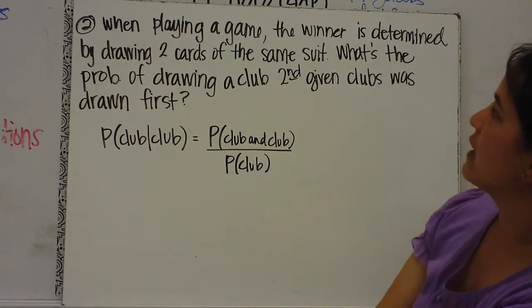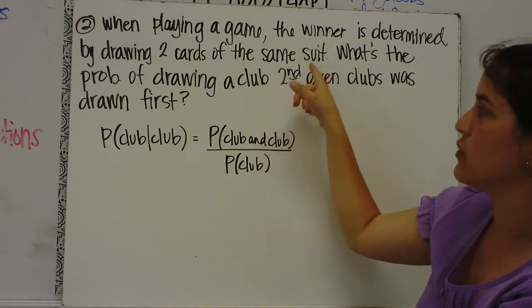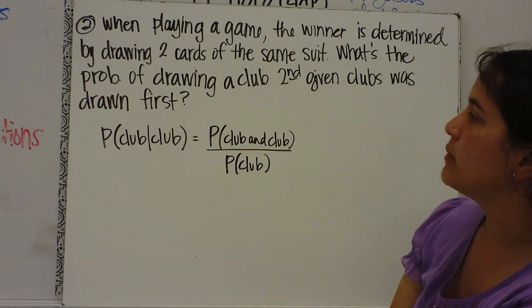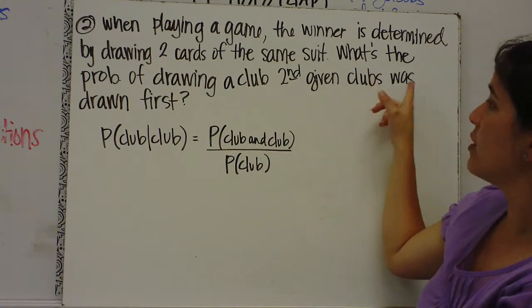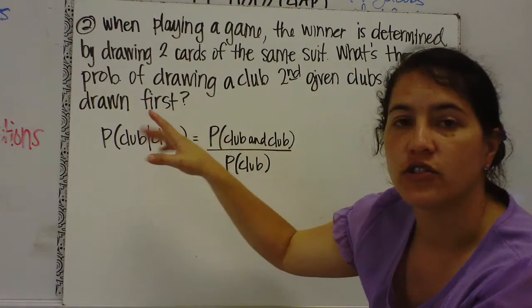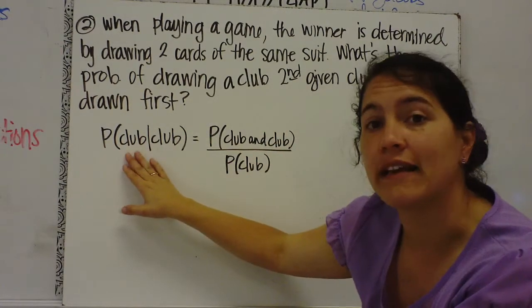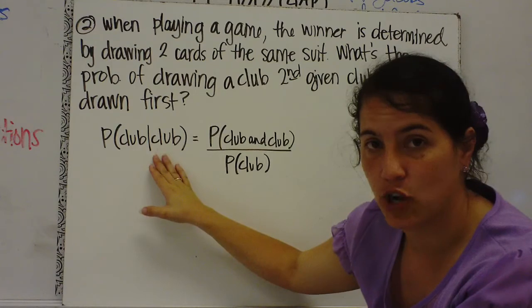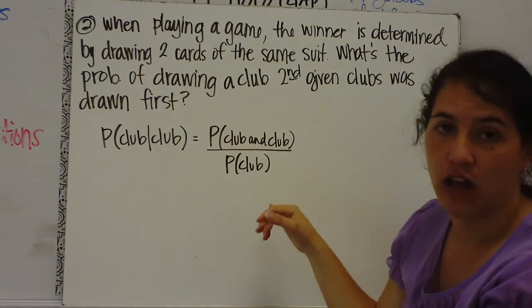Example 2. When playing a game, the winner is determined by drawing 2 cards of the same suit. What's the probability of drawing a club second given clubs was drawn first? So again, we have this word given. The probability of a club given that there was already a club drawn. The probability of a club and a club.